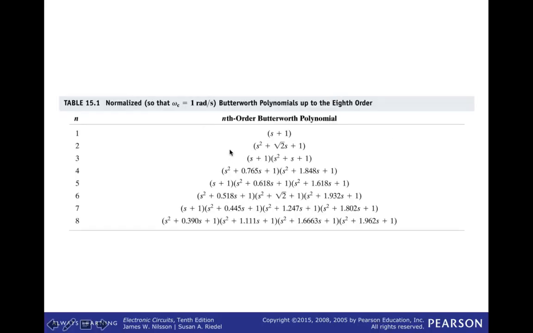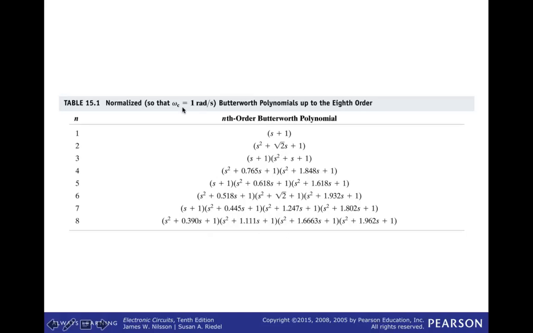So having said that, basically what we're trying to figure out is, for a given value of n, what would the denominator of the transfer function look like in order to give this as our magnitude of H of j omega. So that's where these Butterworth polynomials come from.